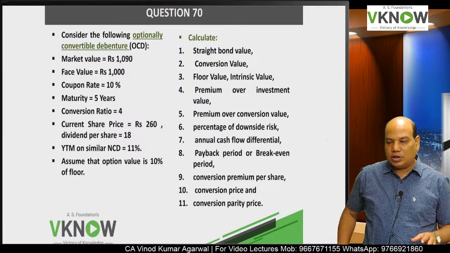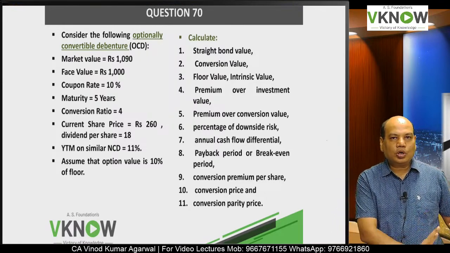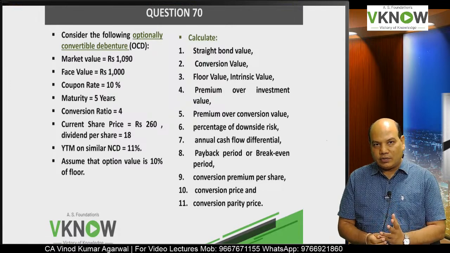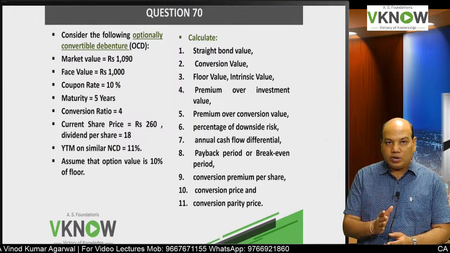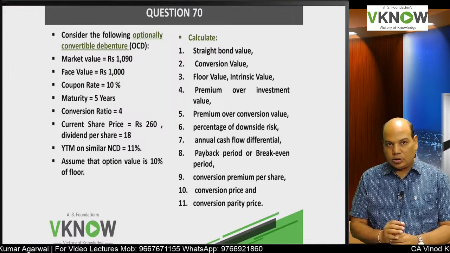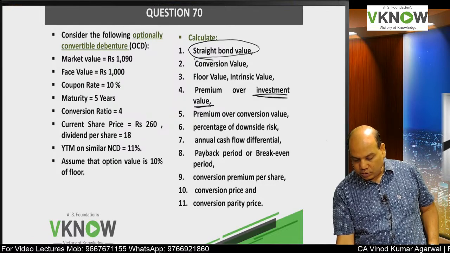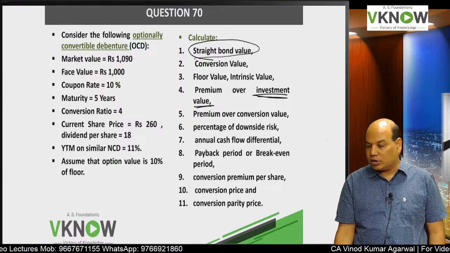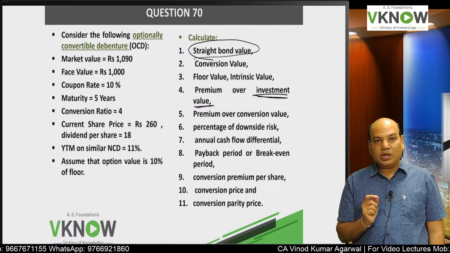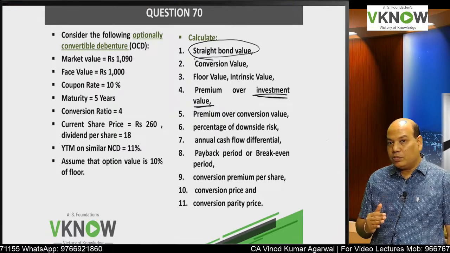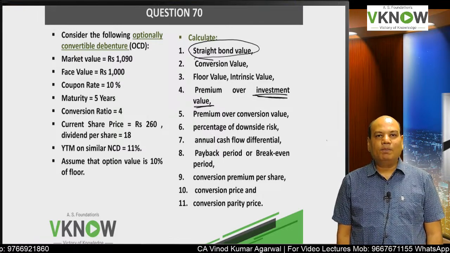After giving this detail, they have asked you only 11 questions, but those 11 questions will help us go through all the formulae. So you have to compute straight value of the bond, conversion value, floor value, intrinsic value, premium over investment value. Straight value of the bond is also called investment value. Then premium over conversion price, conversion value, percentage of downside risk, annual cash flow differential, payback period or break even period, conversion premium per share, conversion price and conversion parity price.